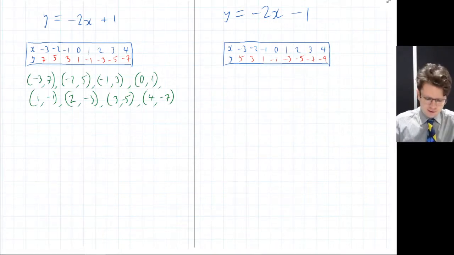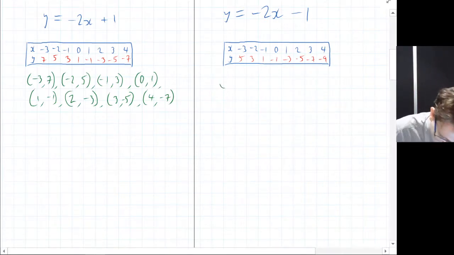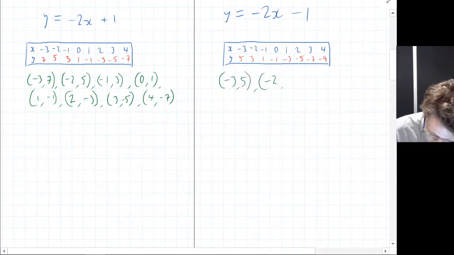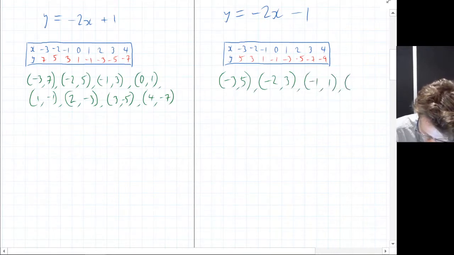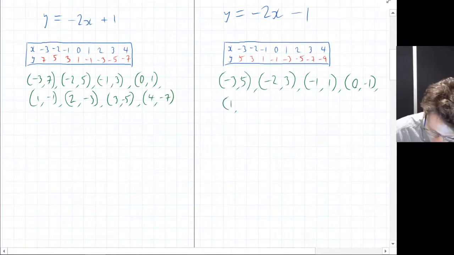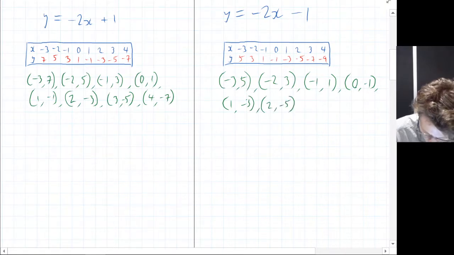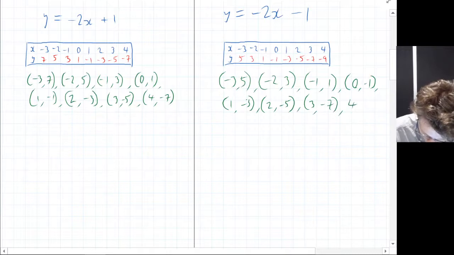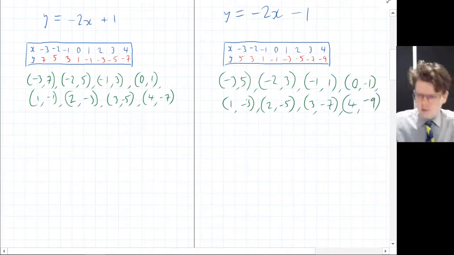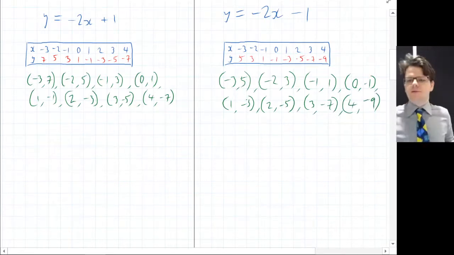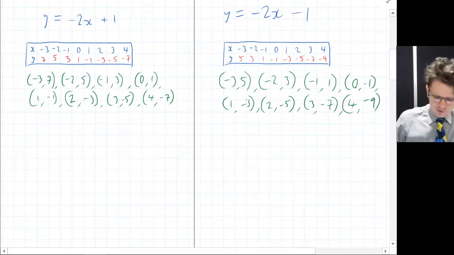Alrighty, so hopefully you've had a go at that. Should have looked like this. Minus 3 with 5, minus 2 with 3, minus 1 with 1, 0 with negative 1, 1 goes with negative 3, 2 goes with negative 5, 3 goes with negative 7, and 4 goes with negative 9. Alrighty. So these are our 2 different sets of values, and now I've got to draw up my axes.